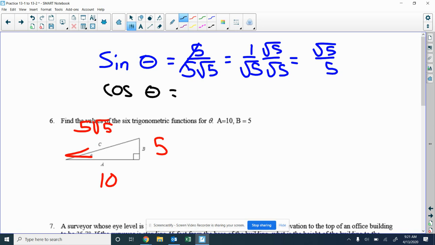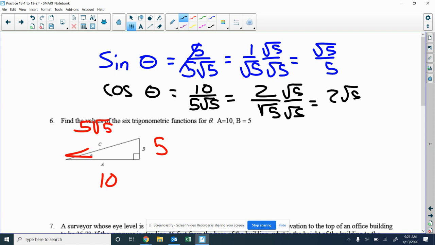Cosine is going to be 10 over 5 square roots of 5. That'll simplify to 2 over the square root of 5. Then we'll rationalize. And we got 2 square roots of 5 over 5. And finally then, your tangent, okay?